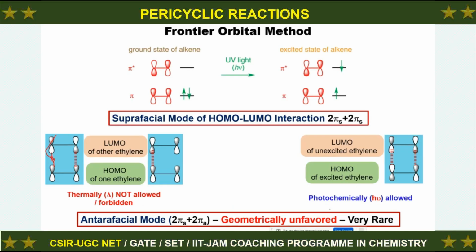But the problem is geometrical. This is only a two carbon system. So one can approach this face, the other can approach this face, which is not possible geometrically, because it is only a two carbon system. It might be possible in a longer chain, but in 2 plus 2 systems, even though the molecular orbitals can approach each other antarafacially, it's geometrically unfavorable, so it's very, very rare.